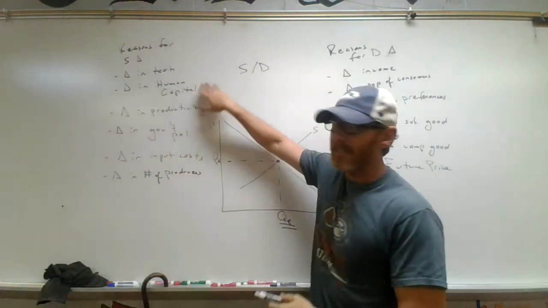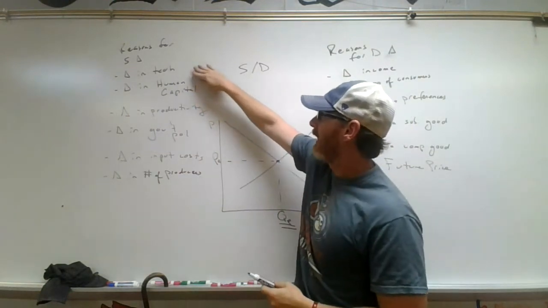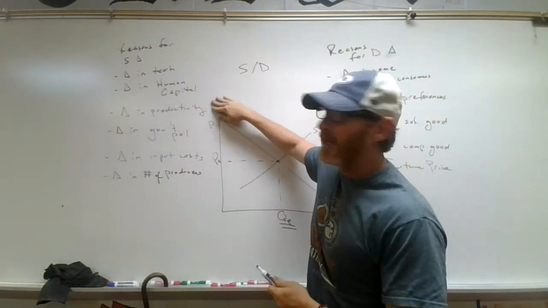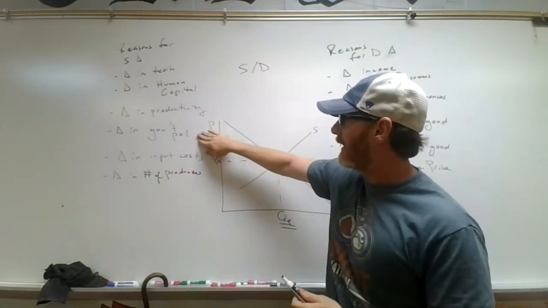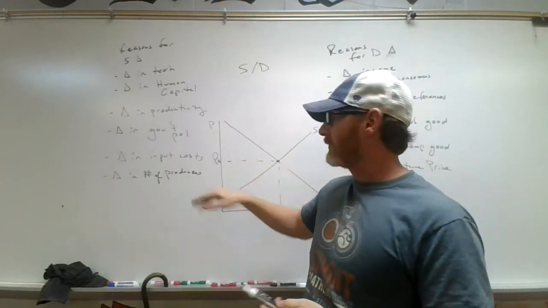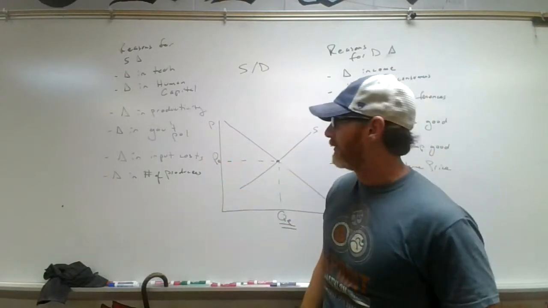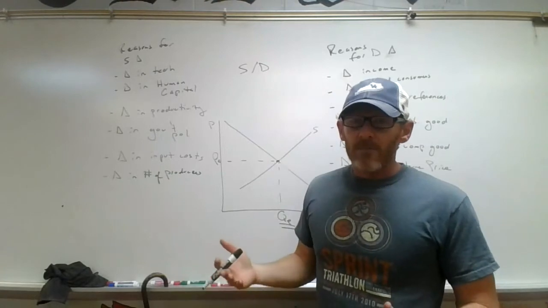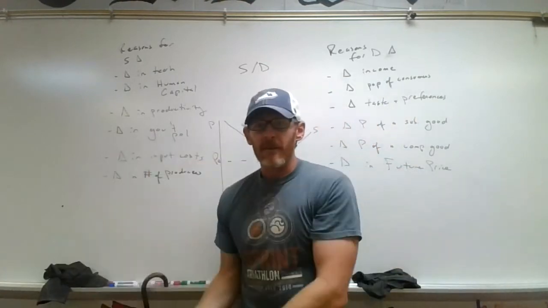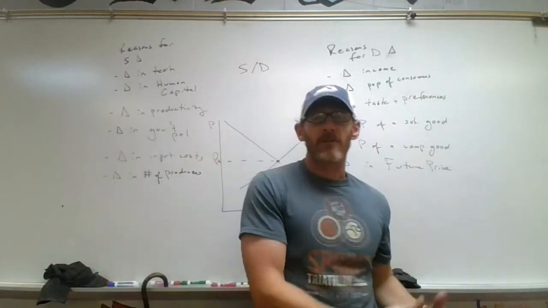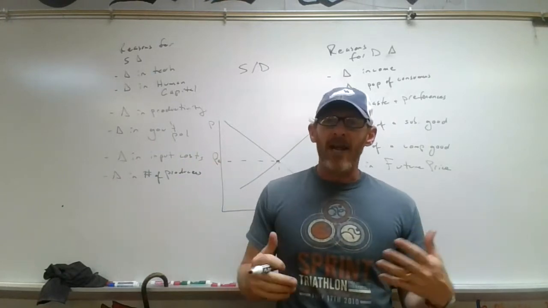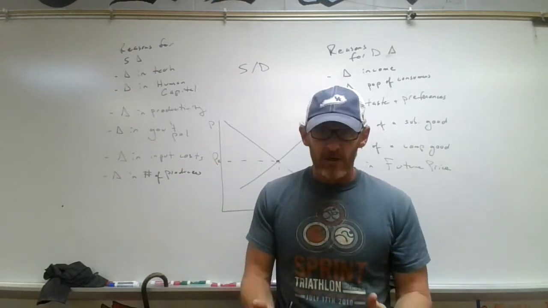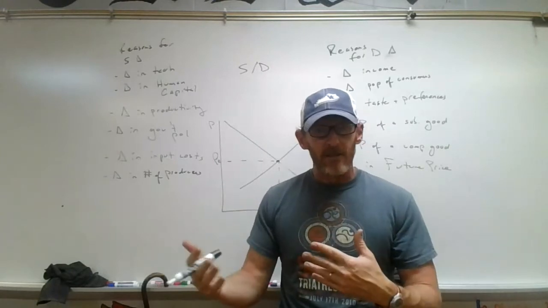And then on the supply side, right, we have changes in technology, changes in human capital, changes in productivity, changes in government policy, changes in input cost, and changes in the number of producers. So, before we knew it was going to be demand change, we were doing demand, we knew it was going to be supply change, we were doing supply, but now we're not going to really know.